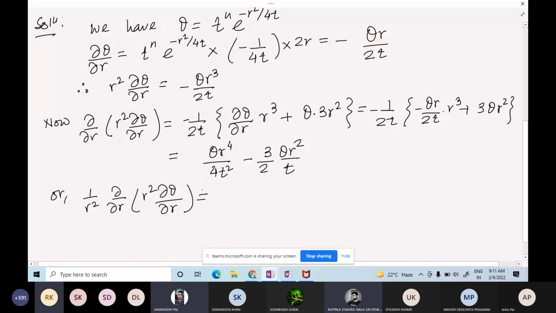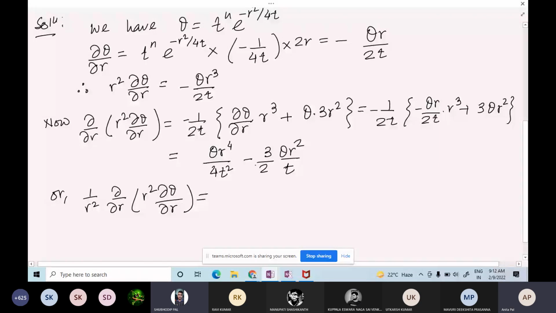Ma'am, but del theta by del r is zero, no, ma'am, because we are differentiating it partially? Del theta by del r will be 0? Theta is not constant here. Theta is a function of r and t, no? Okay. Yes, ma'am.